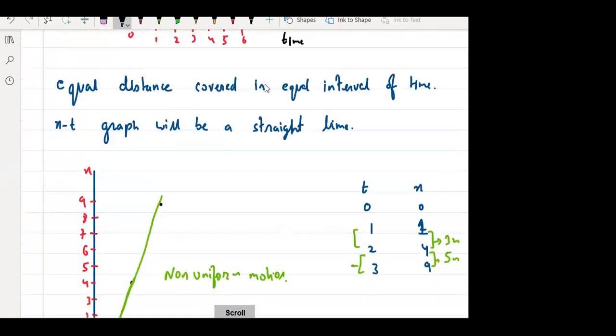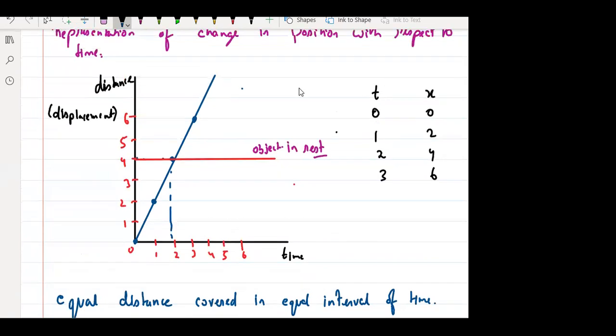Now, see the red line. For the red line, just write this. Next, t and x. This is for the red line. When t is equal to 0, x is 4. है ना? When t is equal to 1, x is also 4. When t is equal to 2, x is also 4.